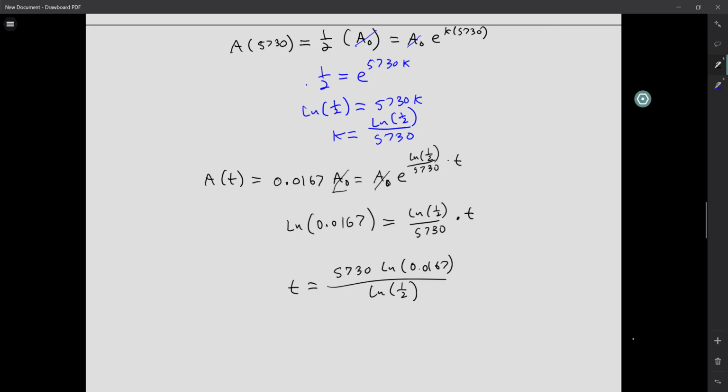Now, the population growth ones work pretty much exactly the same way. The only difference between growth and decay is that growth has positive k values, but this decay problem has a negative k value. Decay has negative k values.